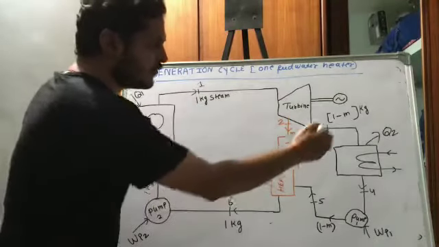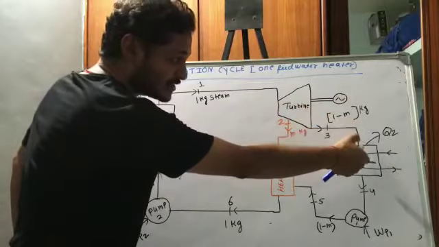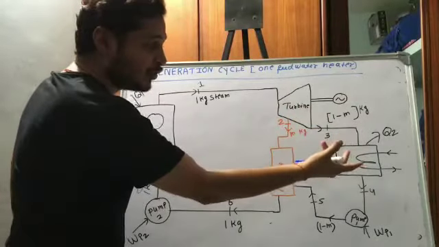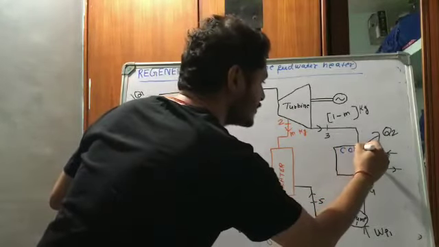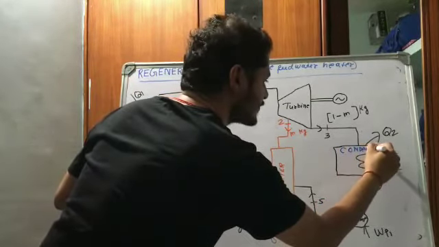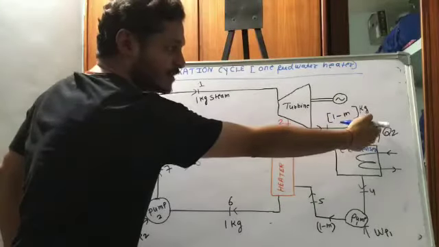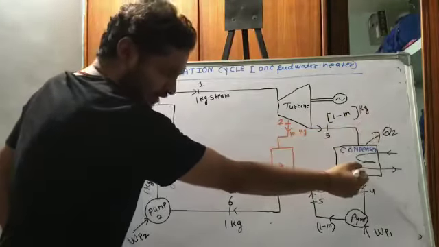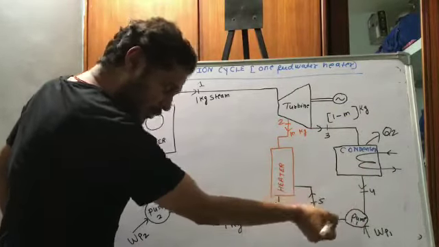So 1 minus m kg of steam, after being expanded here, enters the condenser. And as you know, this is the condenser. What happens in the condenser? Heat is rejected here, Q2 amount of heat is rejected. After that it is converted into water, and then the water is pumped from this pump to this heater.